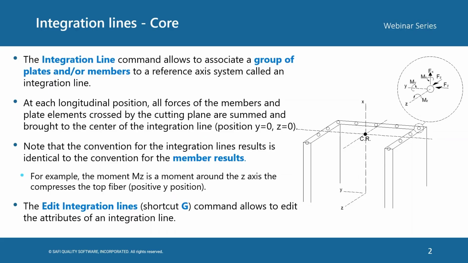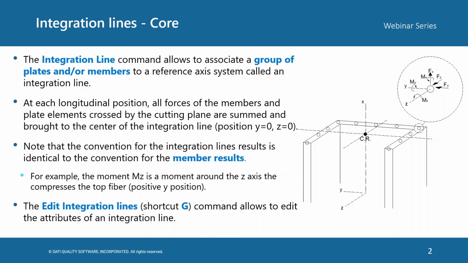The integration line command allows to associate a group of plates and/or members to a reference axis system called an integration line. At each longitudinal position, all forces of the members and plate elements crossed by the cutting plane are summed and brought to the center of the integration line. The position y equals 0 and z equals 0.